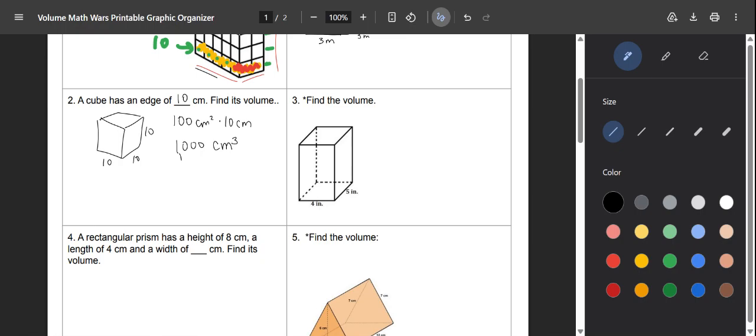Okay, number 3 is a you do problem. The height of this is 7 inches. So I'm going to ask that you pause the video, calculate the volume, and then come back and check your answer.